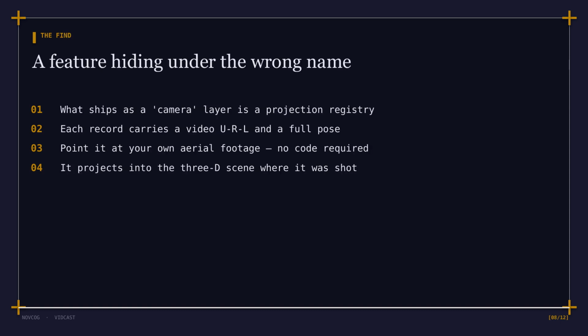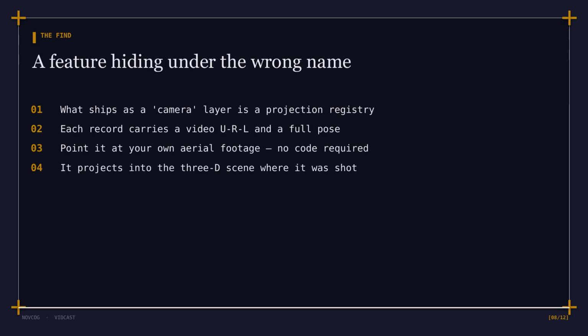Then I found the thing that changes what this tool is for. What ships as a closed circuit camera layer is not a camera list at all. It is a geo-anchored projection registry. Every record carries a video address plus a complete pose: position, heading, pitch, field of view, range, height above ground. Pointed at your own aerial footage, it projects that footage into the photorealistic 3D scene at the exact position and bearing it was shot from.